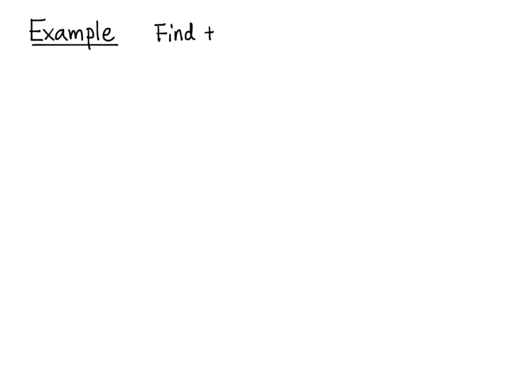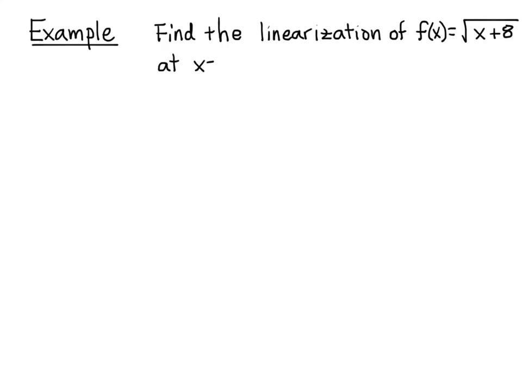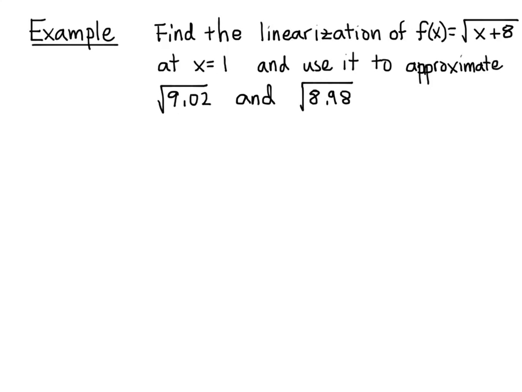Okay, so let's go through an example. What I want to do is find the linearization of this function, f of x equals square root of x plus 8, at x equals 1. When you think about this, you plug in a 1 and you get the square root of 9, which is 3. You know the function calculates very easily at that one particular point. But what I want to do is use this to approximate the square root of 9.02 and 8.98. So here I have a known value for my function, and I want to calculate some values that are around the function.